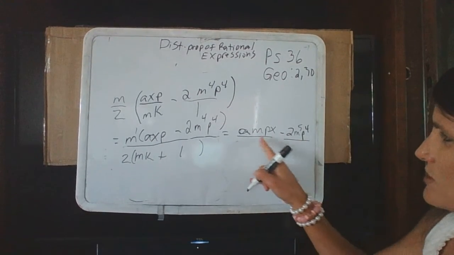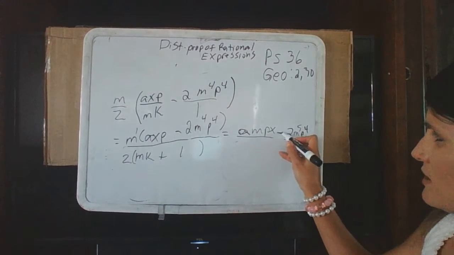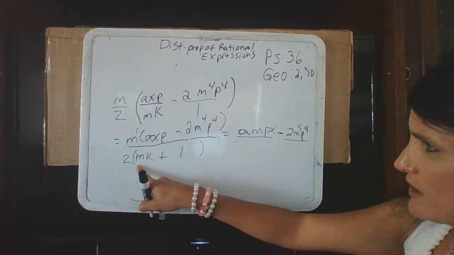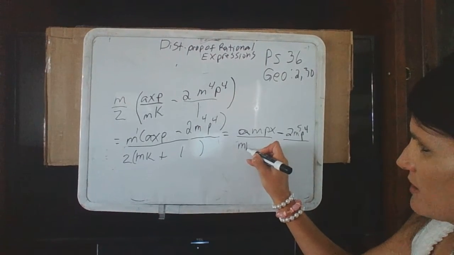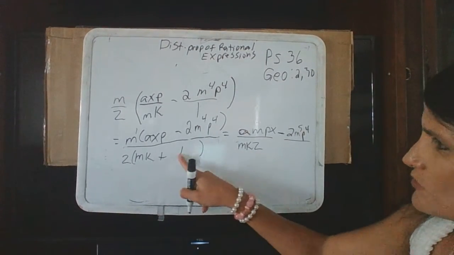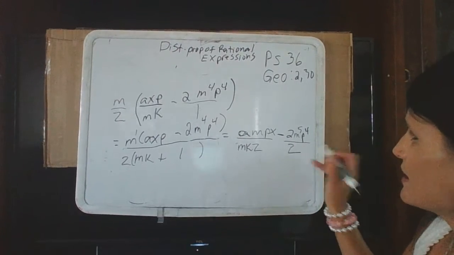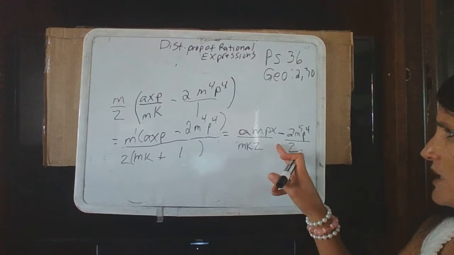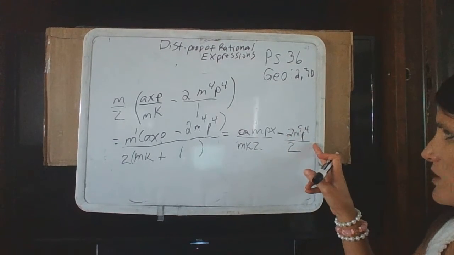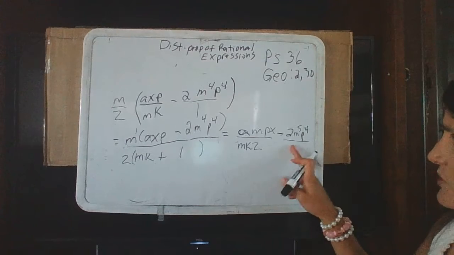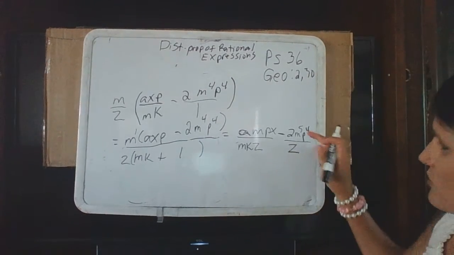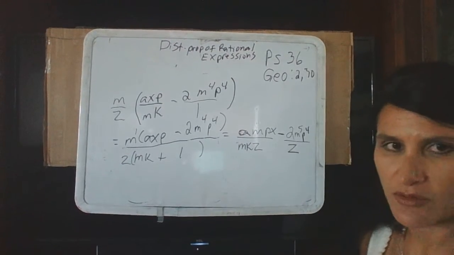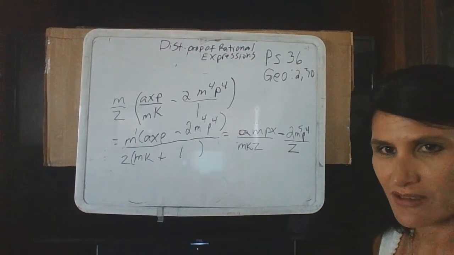Now I'm going to do the denominator. Notice I split the two lines just so I can have two different fractions, okay? Do it again on the denominator. So zmk would be mkz, and then 1 times z would be z. So your answer is ampx over mkz minus 2m5p4. Now the 2 and the z look similar, so please be clear. You can write this 2 like that so that it's clear. Make sure that you don't confuse that, because then you're going to think they're like terms.